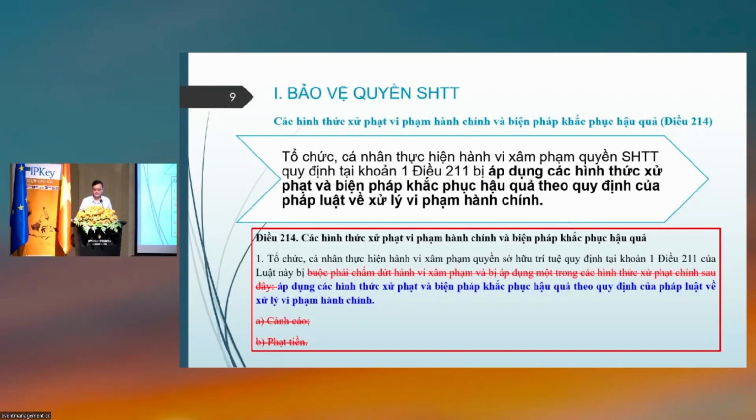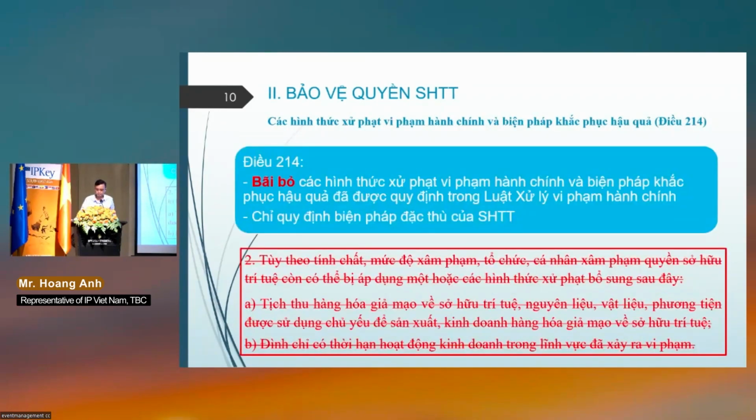And also in 214 it also referred that the organization and individuals which have been infringing shall be applied with the sanctions, penalties, and other remedying activities in line with the law on administrative reform. So, for the new version, it refers to the legislation on administrative violations so that they can rely on the law on administrative violation to deal with such infringement.